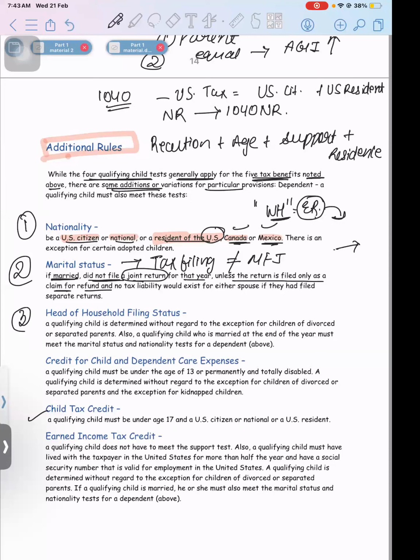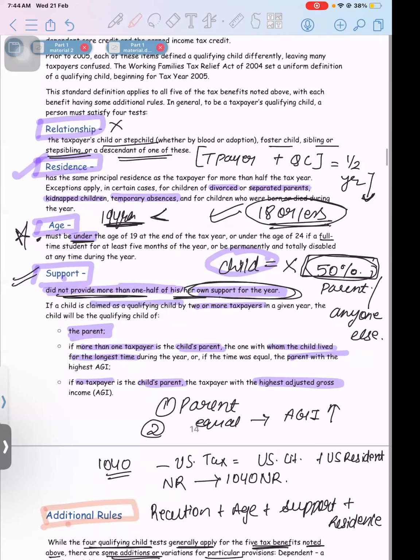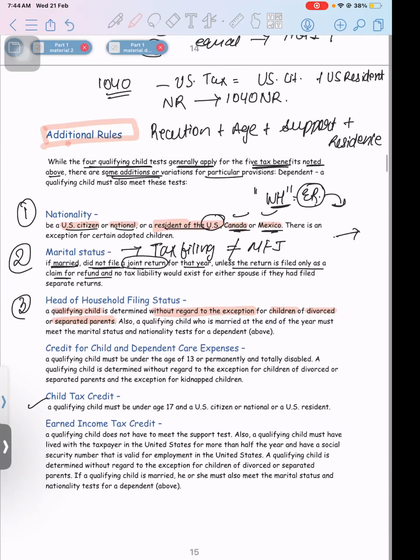Now, specifically for HOH filing status, a qualifying child is determined without regard to the exception for children of divorced or separated parents. For the purpose of HOH, you are not going to check any divorced person's child status. For QSS, what you're going to check is that the child should be your own. Here, it doesn't matter whether your child is your own or you are taking care of some other child.